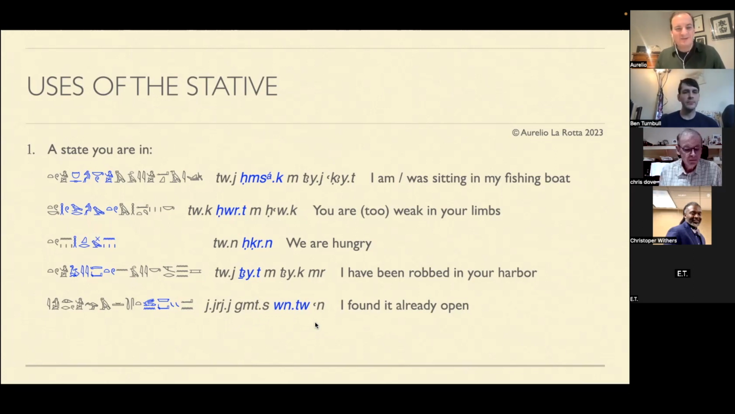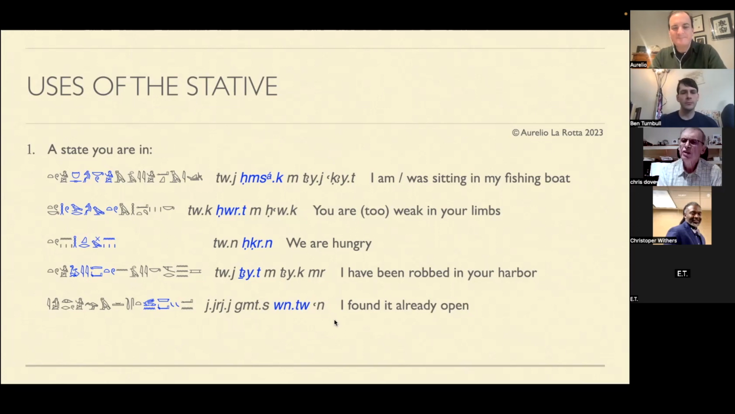So I think that gives you all an idea on how the stative is used. If you know Middle Egyptian already, this shouldn't be a surprise because it's pretty much the same thing. It indicates a state that you're in after some action has happened.